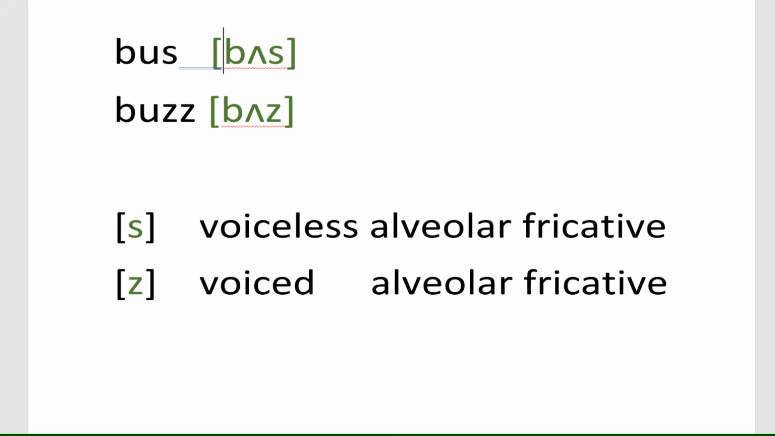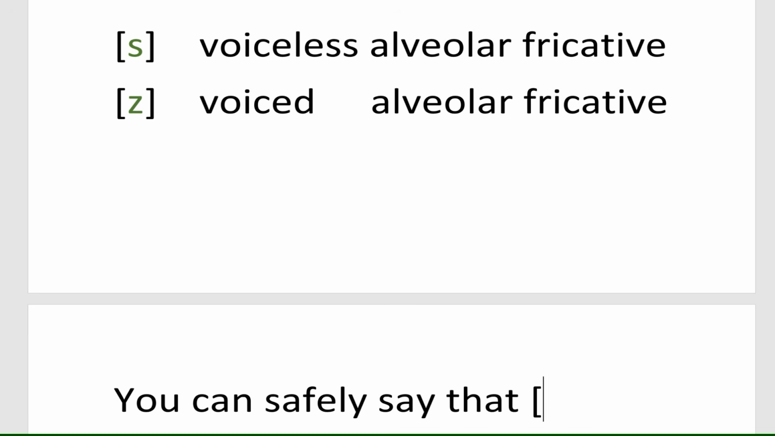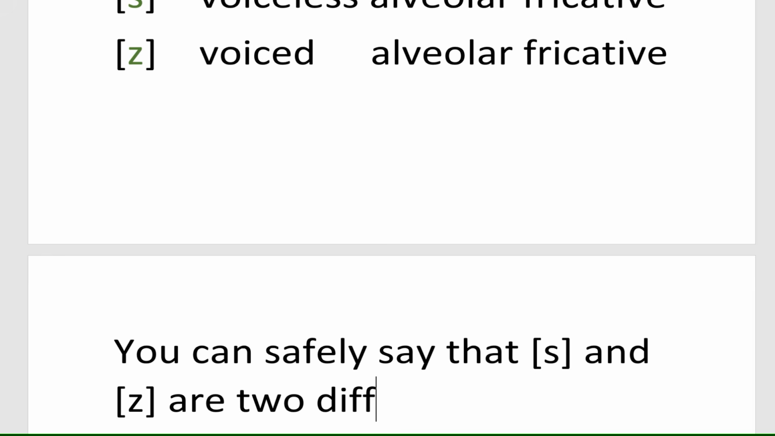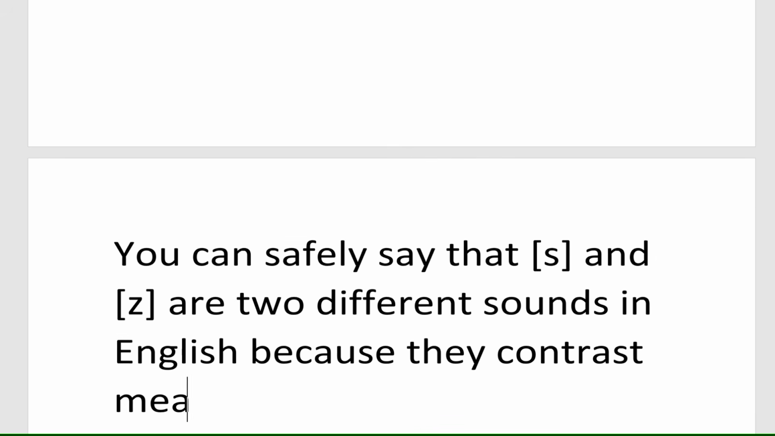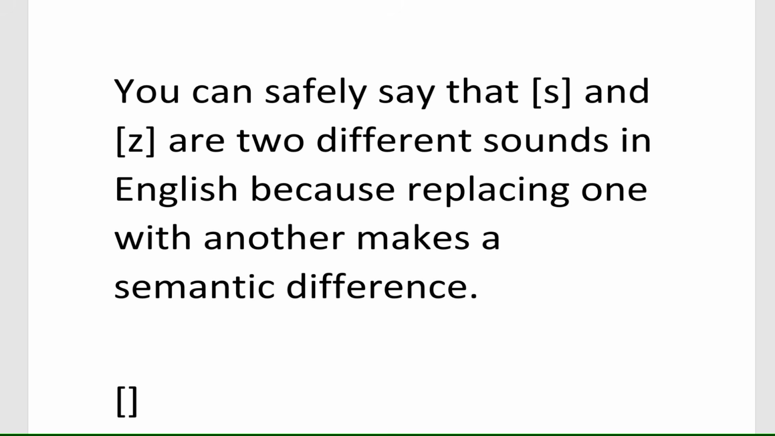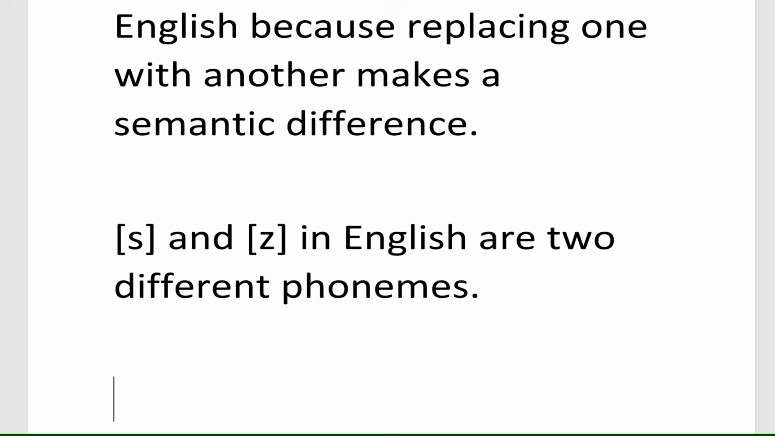So the point is, sa and za in English are two different sounds because they contrast meaning. You can safely say that sa and za are two different sounds in English because they contrast meaning. You can say it in technical language: sa and za in English are two different phonemes. There's no problem in distinguishing sa from za, in the sense that you can say, okay, sa is a different sound than za. We can agree on that, right?